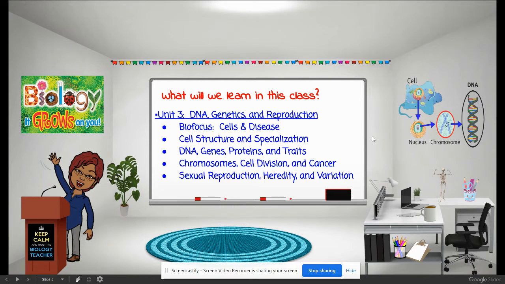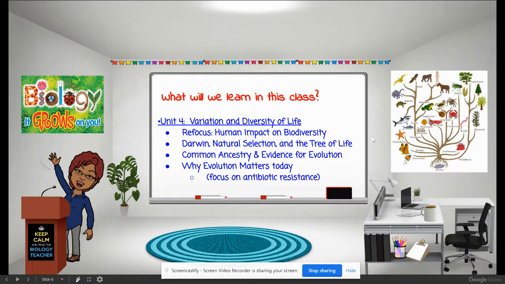So genetics is a fairly large unit. And then the last unit is the evolution unit, which is Unit 4. That's about a quick week and a half wrap up. In this unit, we look at biodiversity, this huge variety of life on our planet.